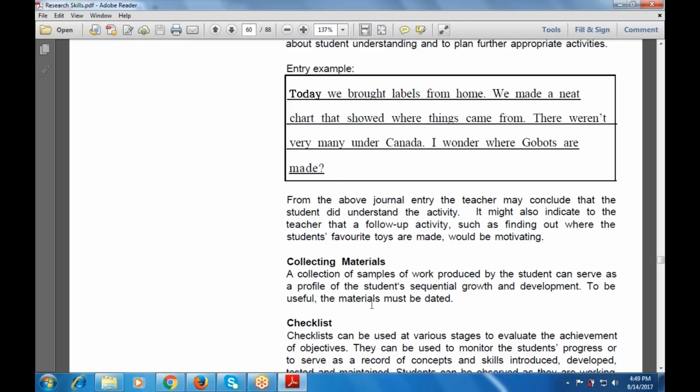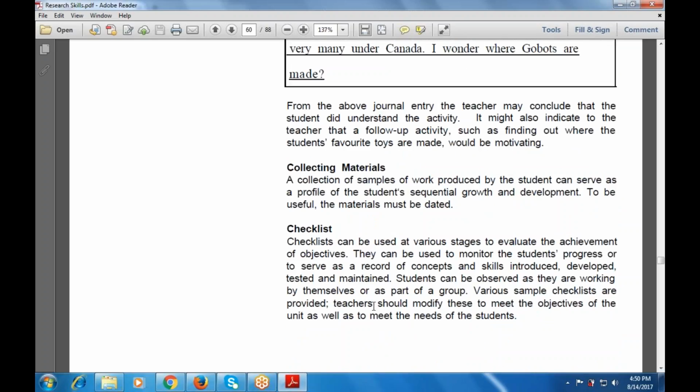The next is a checklist. So make a checklist that can be used at various stages to evaluate the achievements of the objectives. That reason may be gathered to ensure that there will be a sequential growth in the development. Now, checklists can be used at the various stages to evaluate the achievements of the objectives. They can be used to monitor the student's progress or to serve as a record of concepts and skills produced, developed, and also tested and maintained.